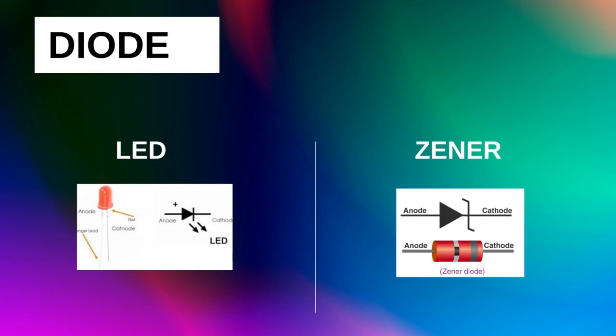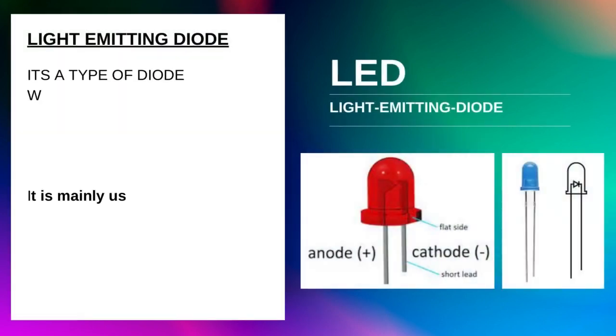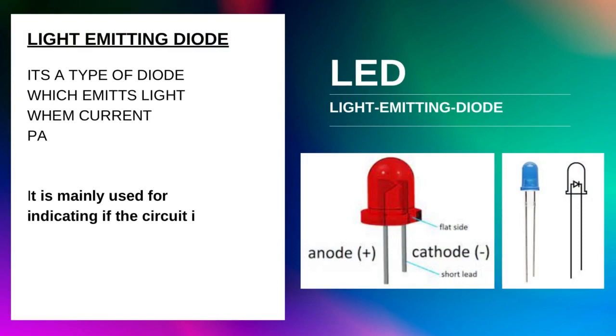LED. LED stands for light emitting diode. As it sounds, it's a type of diode which emits light when current passes through it. LED has two legs, anode and cathode. LED is used to indicate the signals.